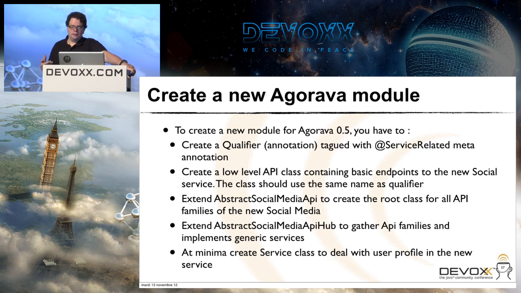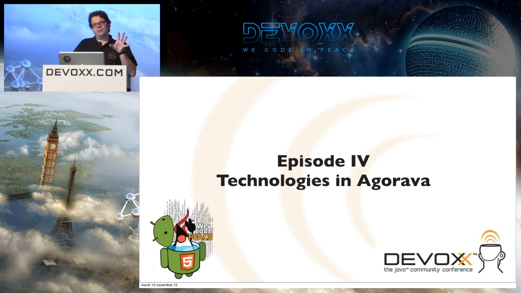After that, the minimum you have to do is to create the service classes to deal with user profile in a new service, because right now, the only generic task that is mandatory and performed by the framework is around profile. So we provide a way to have the same interface for all profiles across social media.